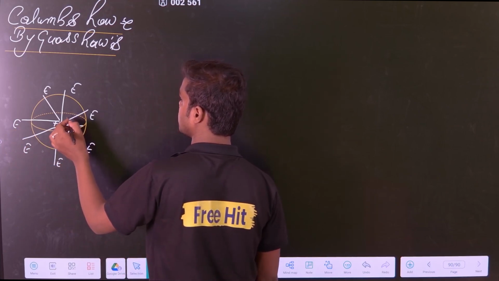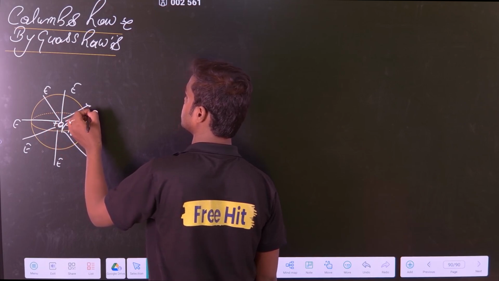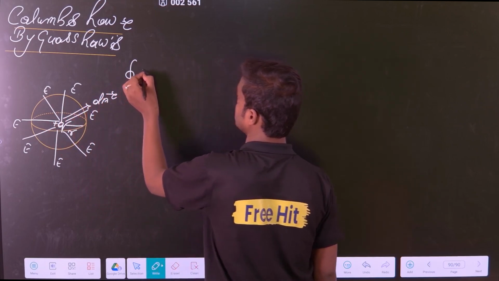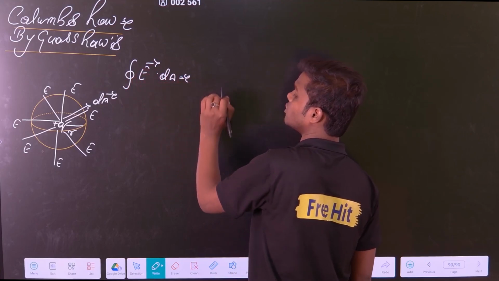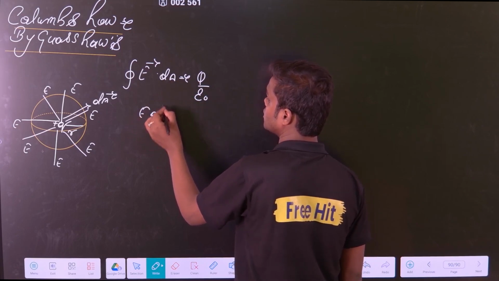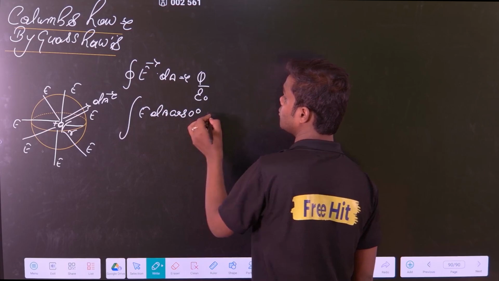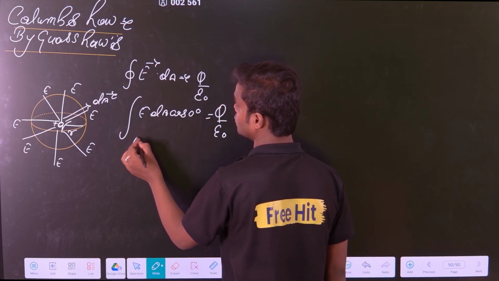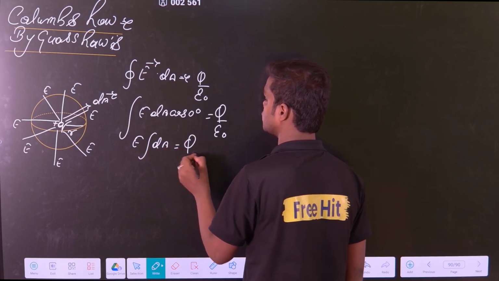And what is the dA vector? The dA vector is also in the same direction as the electric field. This is my dA vector. So now you have to write the formula: E dot dA vector is equal to q enclosed, that is q by epsilon naught. So E dot dA means E dA cos theta, cos 0 degree, integral, equal to q by epsilon naught. Now E you take outside, you will get dA integral, equal to q by epsilon naught.